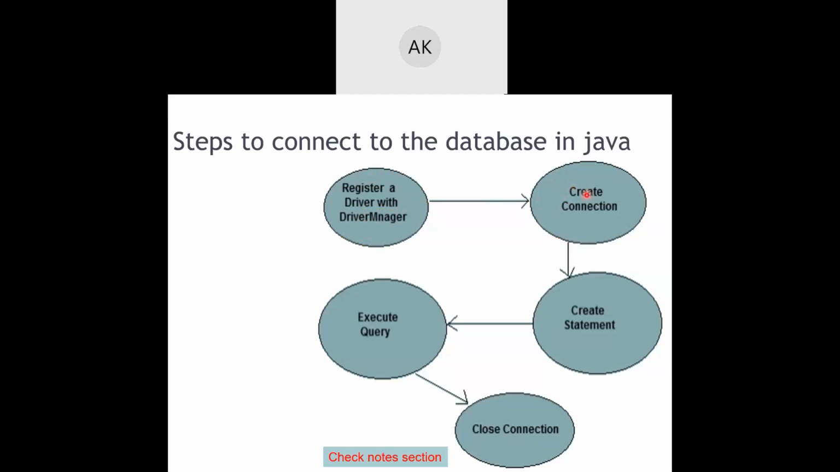Once the connection is established to the database, we need to create a statement which can be given to the database to get executed. Now this statement needs to be executed. Execute query is the next step. Once the query has been executed, then we need to close the connection. These 5 steps are so important for you to remember that if any one of them is missing, your JDBC connectivity to the database will not work.